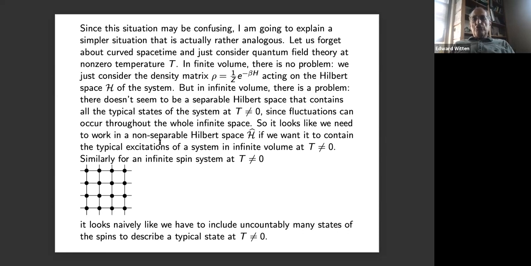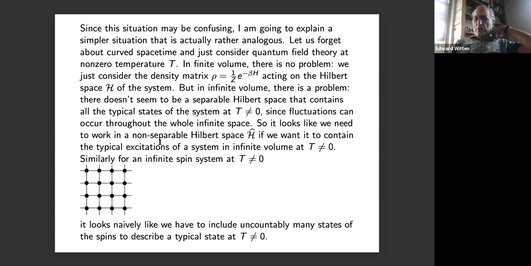Well, in finite volume, there's no trouble. We have a good Hilbert space that contains states of all energy. Regardless of the temperature, the energy is finite in finite volume. And the thermal states at finite temperature are in the Hilbert space we described. In infinite volume, there is a problem. There isn't a separable Hilbert space that contains all the typical states of the system at non-zero temperature, since fluctuations occur throughout the whole infinite space. So it looks like we need to work in a non-separable Hilbert space, H hat, if we want it to contain the typical excitations of a system in infinite volume at non-zero temperature.